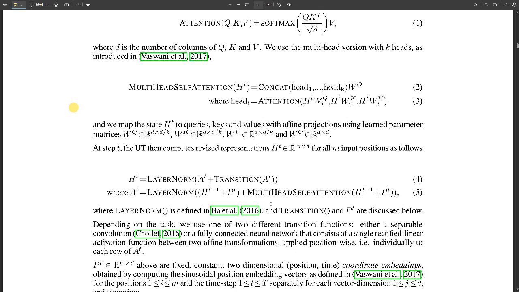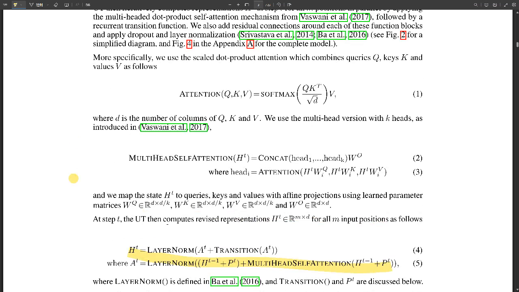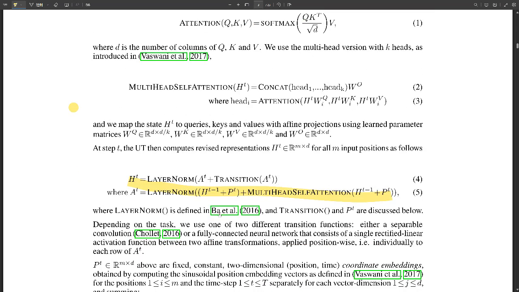But there's another aspect of the UT's architecture that contributes to this capability: the position and time embeddings. Can you explain how those work? From what I understand, these embeddings are crucial for providing the model with information about the location and order of elements, even when processing the sequence in parallel.